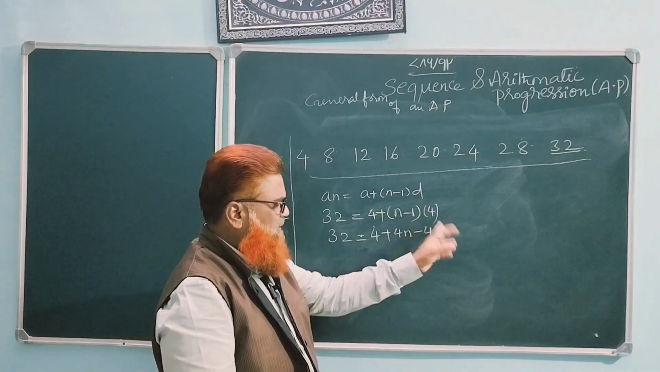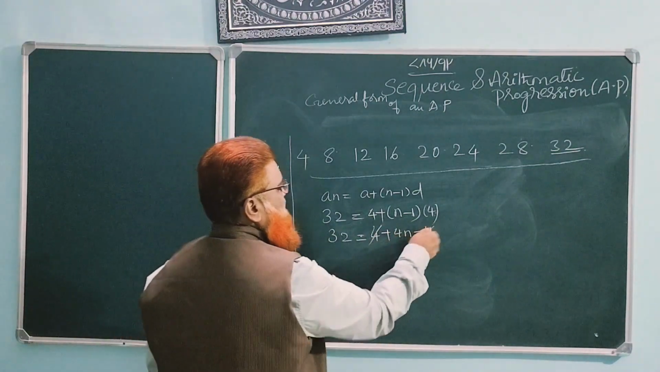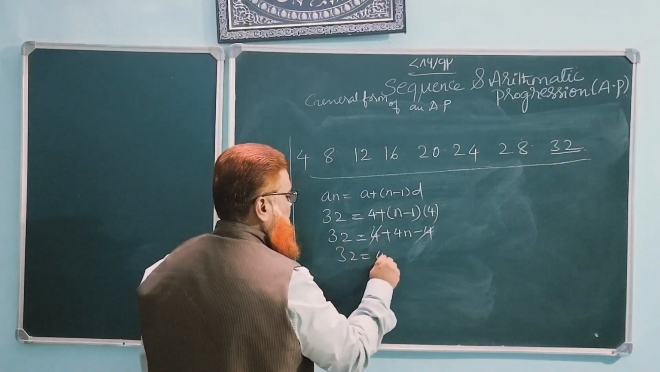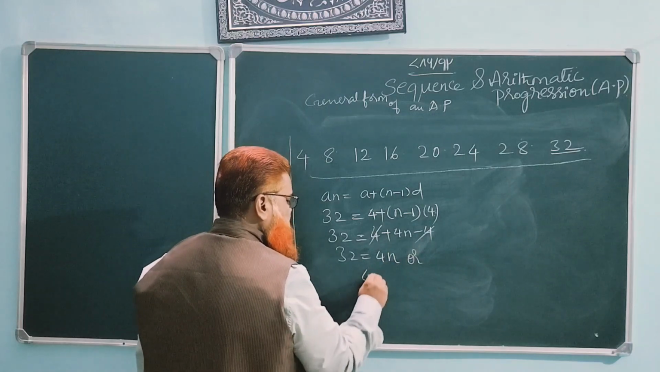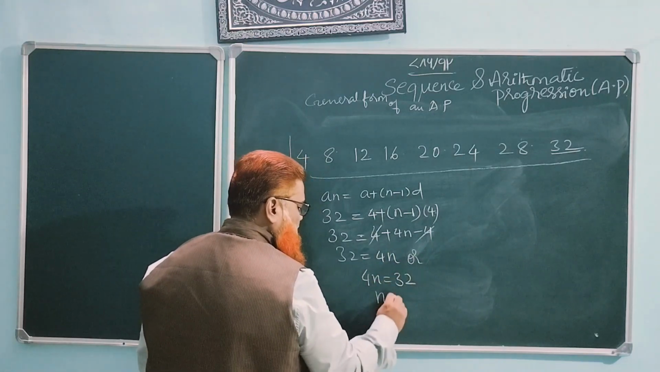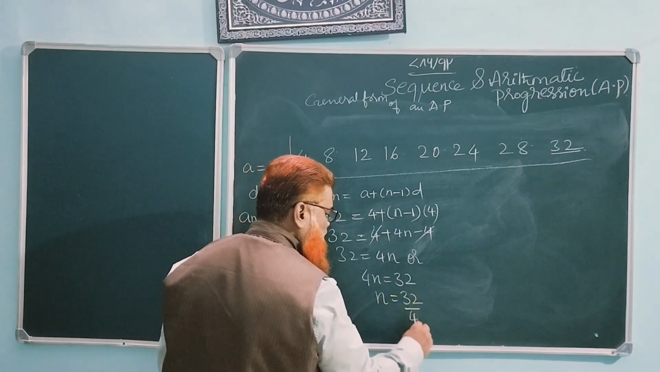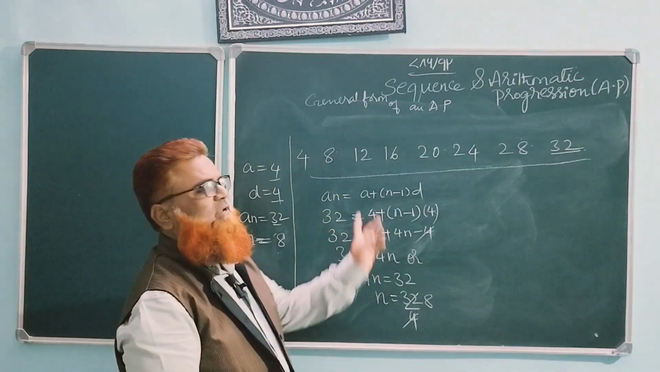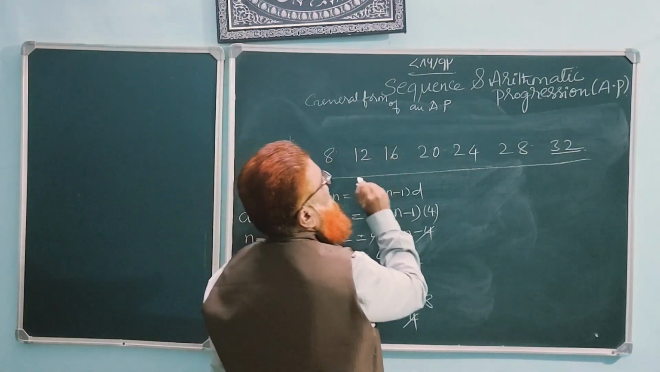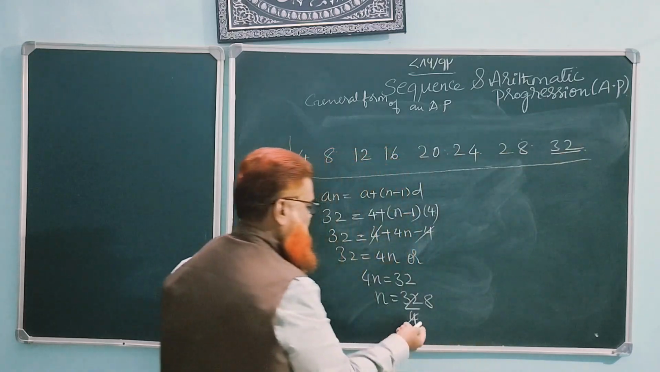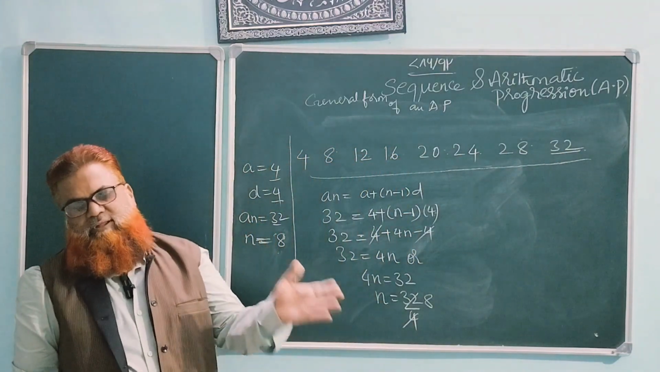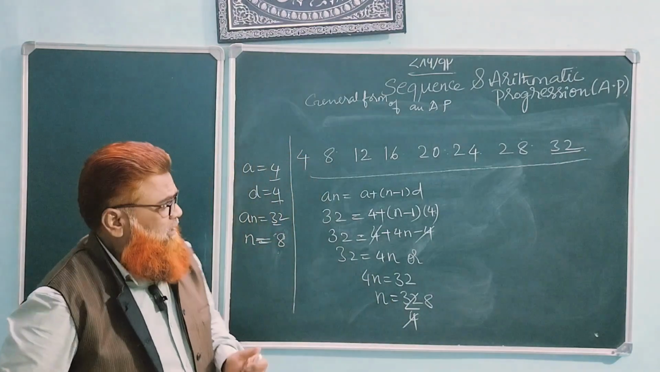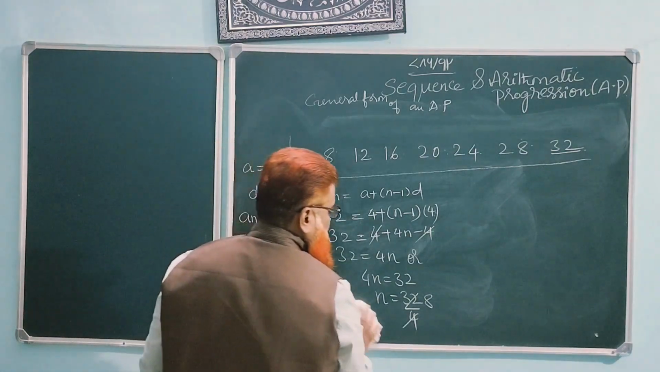RHS is 4 plus 4n minus 4. Plus 4 and minus 4, with opposite signs, get cancelled. 32 is equal to 4n, or 4n is equal to 32. Therefore, n is equal to 32 by 4. 4 eights are 32. So there are 8 terms in the given AP. When we count, 1, 2, 3, 4, 5, 6, 7, 8, there are 8 terms. This way, if an, a and d are given, we can find n easily.